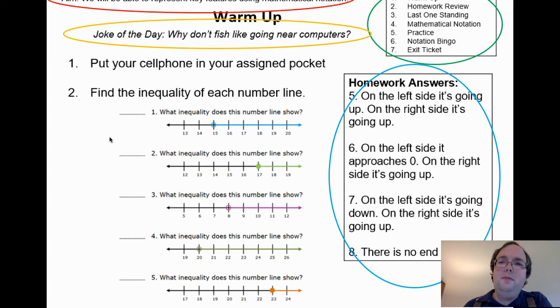But this agenda right here kind of shows us the structure of how this class is going to work. We always have a warm-up, we do some homework review. Sometimes this last one standing has been this community building activity that we do. And then we get into the lesson with some practice. And I like to do a lot of practice. And then we wrap it up with an exit ticket, which is a quick little check-in to see what the students know. And that's how my class works for the most part. It follows the same structure because students always do appreciate the structure.